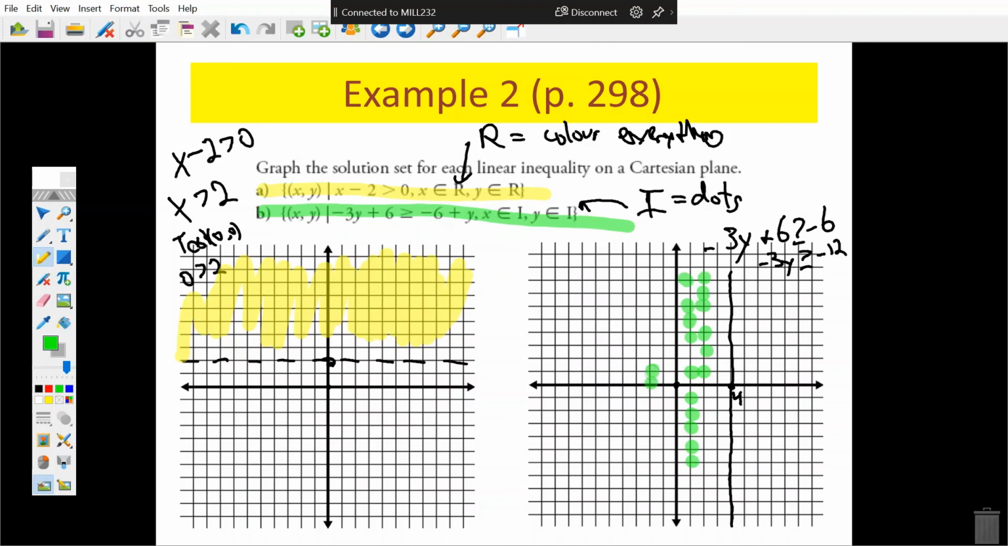Again, you don't have to hit every single dot. That would take forever. This is not a coloring class. As long as you understand that integers means dots, real numbers means you're coloring in the whole thing, then you should be fine, okay?